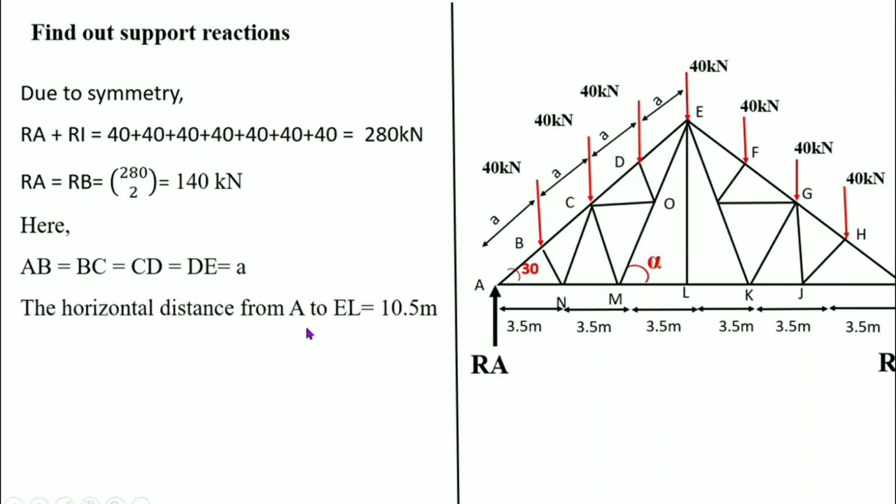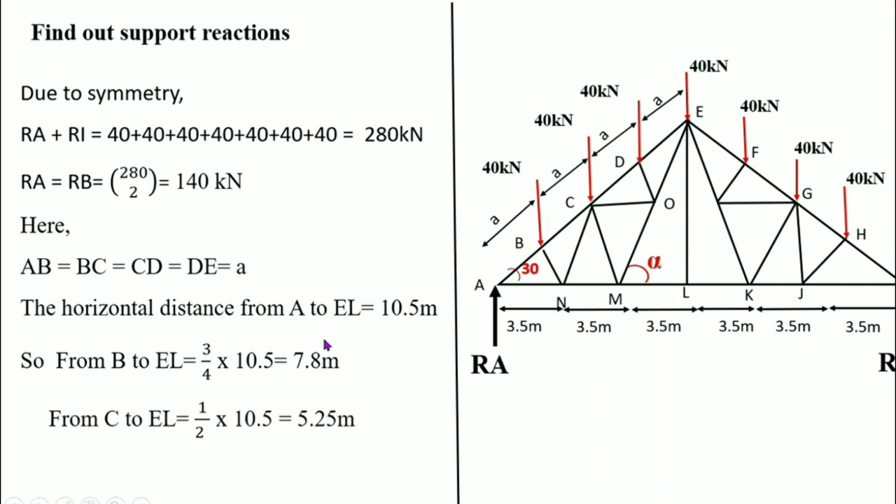The horizontal distance from A to EL is 10.5 meter. So, from B to EL, the distance is 3 by 4 times 10.5. That is this distance B to EL. Then, the distance from C to EL is 1 by 2 times 10.5. That is equal to 5.25 meter. That is this distance. And the distance from D to EL is 1 by 4 times 10.5. That is equal to 2.625 meter.